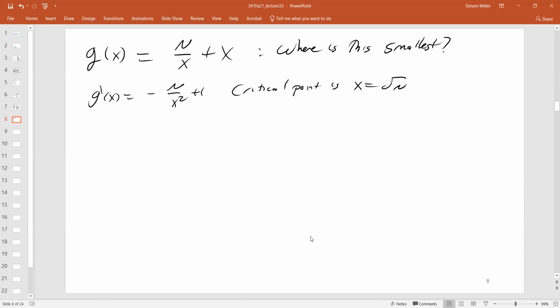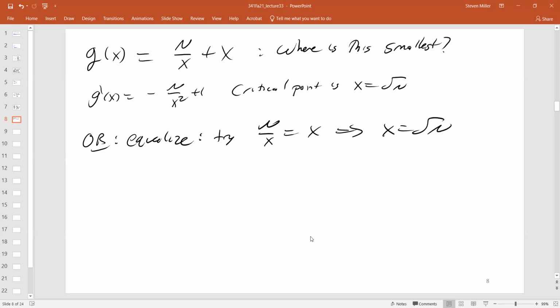Another approach, let's equalize. Try n over x equals x, which gives x equals square root of n. I am not saying that this gives the best. I'm just saying I have two competing factors. One factor is this n over x term, and one is this x term. I want both of them to be small.